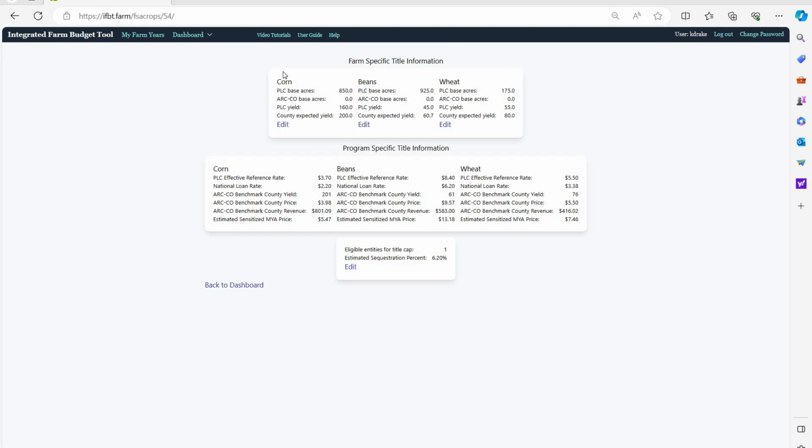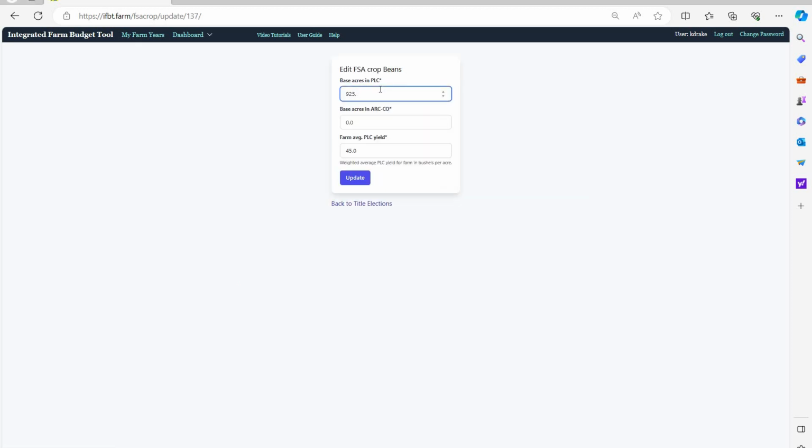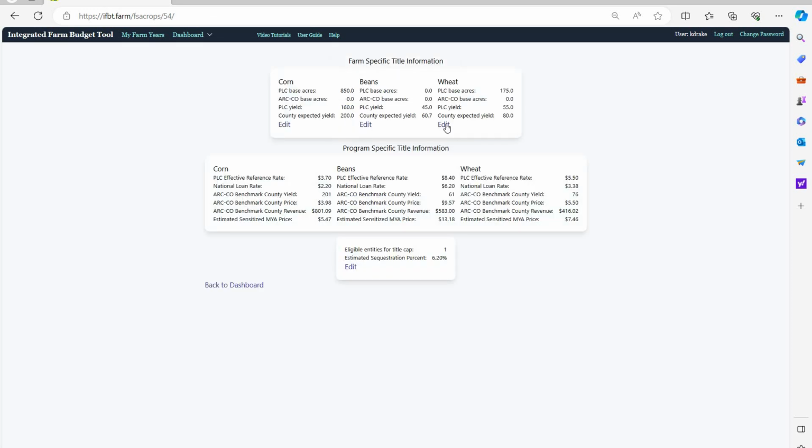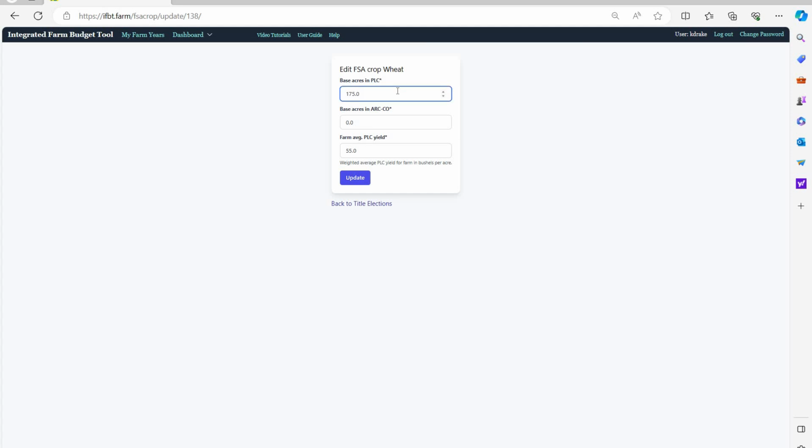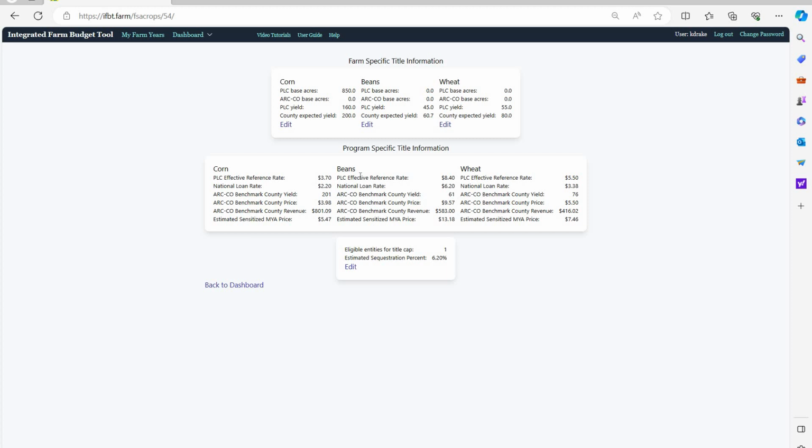But we do need to look at a decision around corn, a decision around beans, and a decision around wheat separately to help make those decisions for each crop, because they can have very different dynamics. So the way we're going to go about that is as follows. We want to look at corn in isolation. And the way we're going to do that is we're going to zero out temporarily our base acres on beans, and we're going to zero out our base acres on wheat. Now we're looking at corn title in isolation as if all those acres are in PLC.